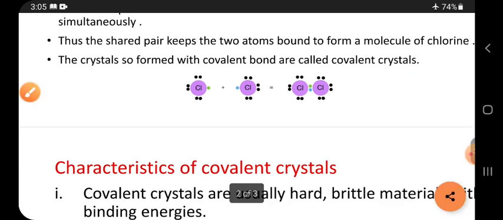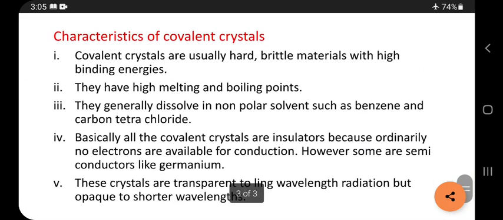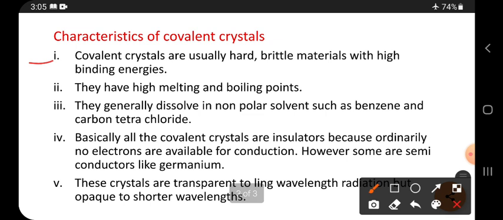Now, characteristics. Covalent crystals are usually very hard and brittle. Brittle means that on them small, dust-like particles will form. They are brittle materials with a high binding energy. Their binding energy is very high. They have a high melting point and boiling point, like in an ionic bond. In an ionic bond also there is a high melting point and high boiling point.